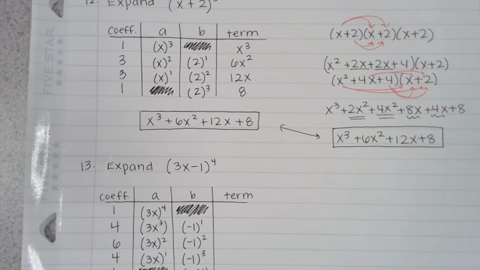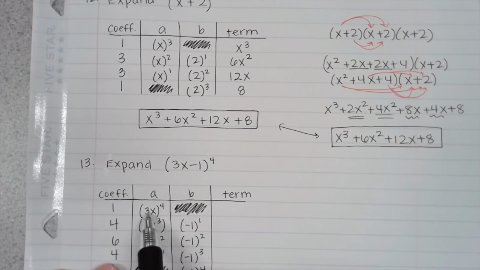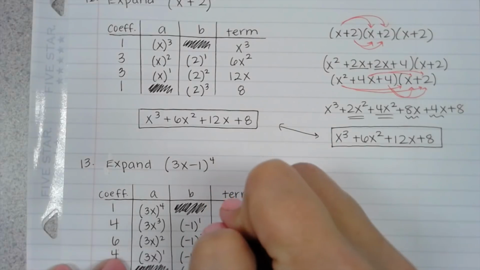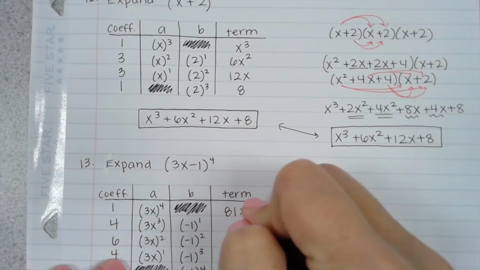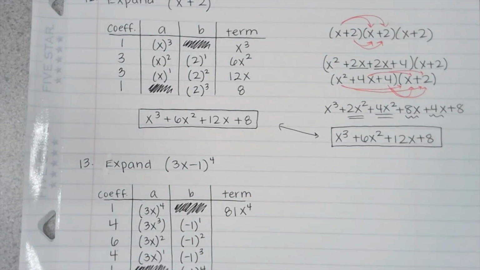So when you're doing the work for this one, you're going to need to raise the 3 up to the exponent, whatever that number is. And I'm not too proud to not use a calculator. So 3x to the 4th is going to turn into 3 to the 4th, x to the 4th, and 3 to the 4th is 81. So this term is going to be 81x to the 4th.